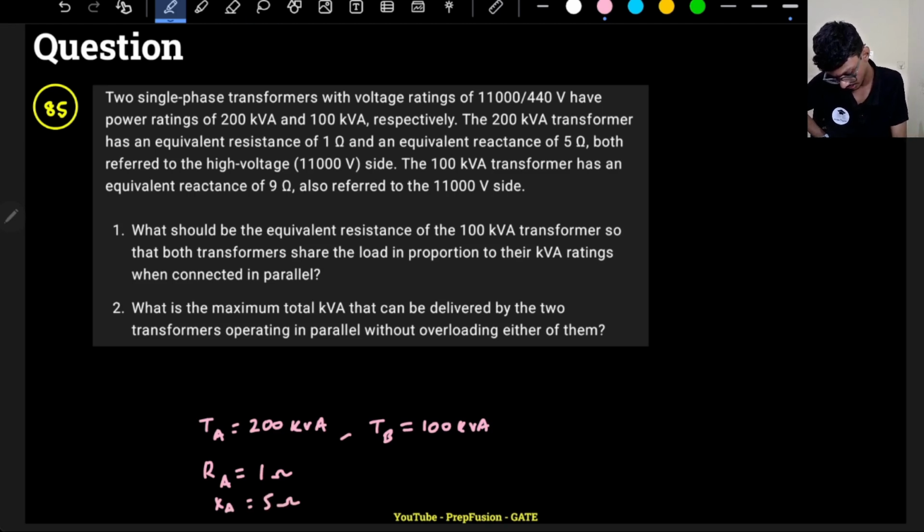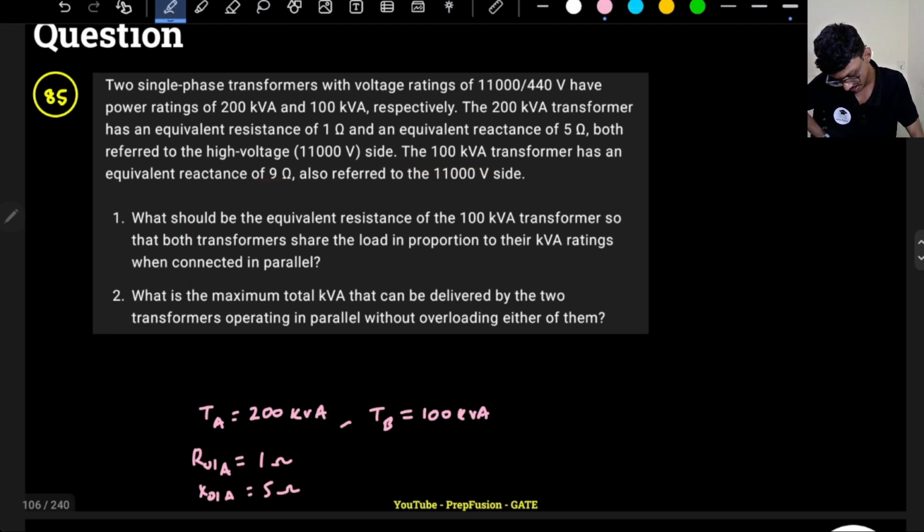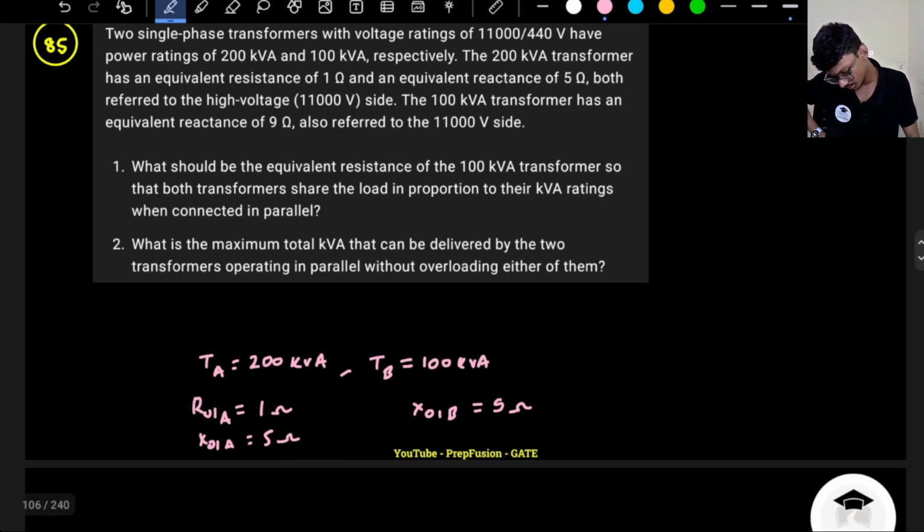So I can write this as RO1A and XO1A. And the 100 kVA transformer has an equivalent reactance of 9 ohms. They have not discussed the resistance. XO1B, referred to the primary, is 9 ohms.